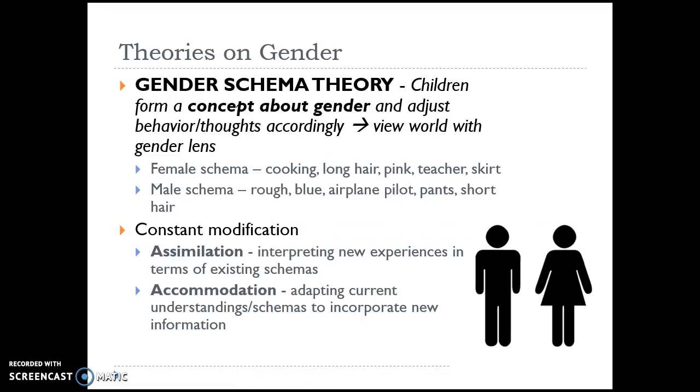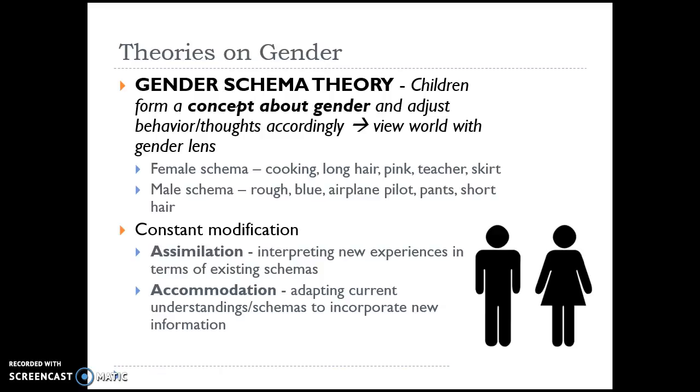All right, our other theory is gender schema theory. This is the idea that children form concepts about gender, and then they adjust their behavior and thoughts according to those concepts. Schema, you see that on the slide here. A schema is just another word for a concept or a grouping of things. And schemas allow us to organize the world. We don't like randomness. We like to put things into categories, including gender.